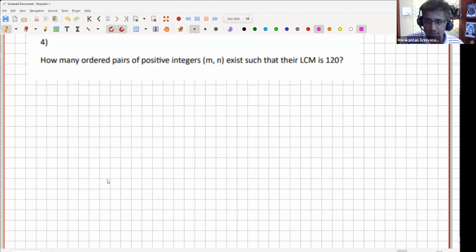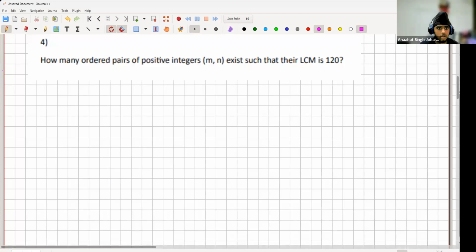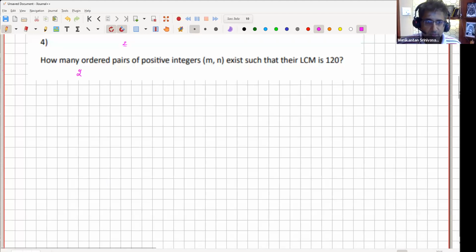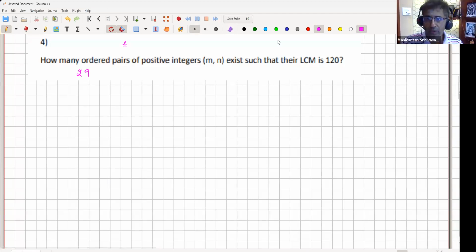Anahat, did you get an answer on this one? Yeah, I got 29. Okay. Tell me the logic, please. I just found how many factors of 120 there are. And then... Okay. How many factors?